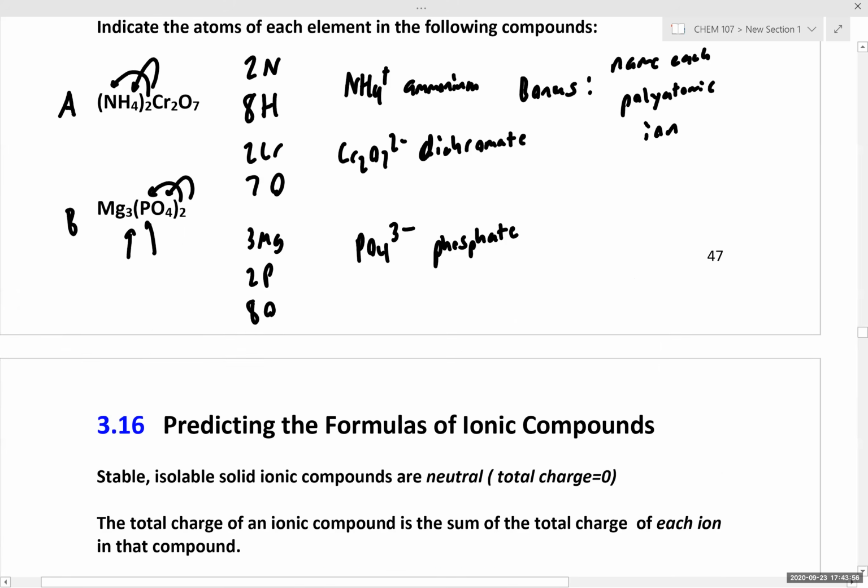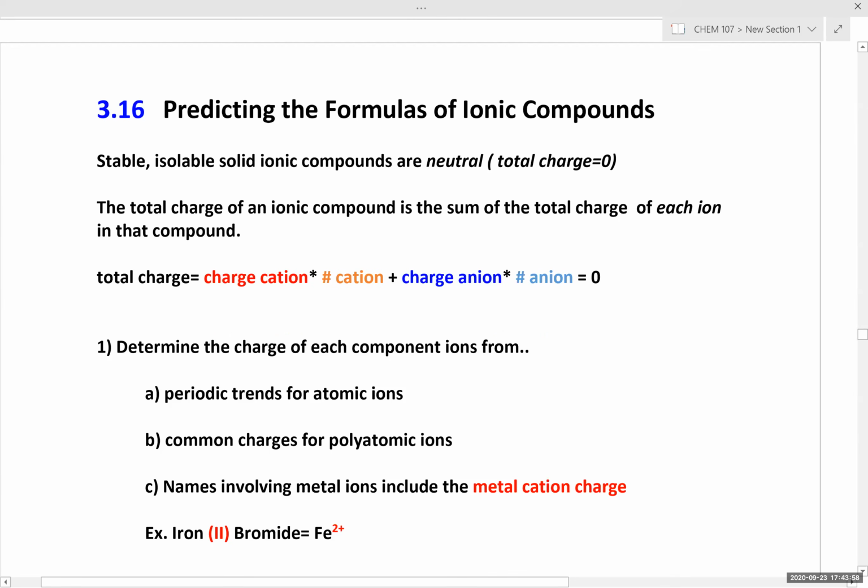Okay, so let's keep going now. When we're talking about predicting the formulas of ionic compounds, we have to work on the following premises. So stable, isolable, solid ionic compounds are neutral. They have a total charge of 0.